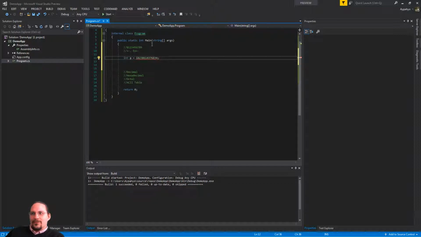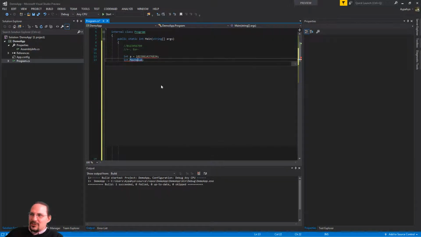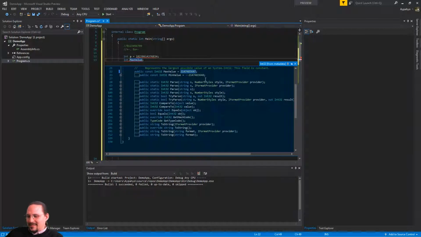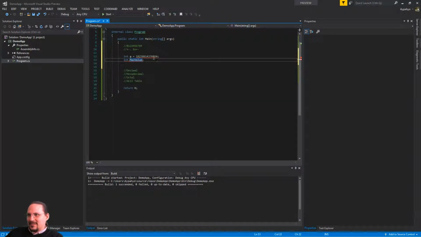Is it too big for an integer? Okay, yes, in programming, things fit into boxes or they don't. Integer max value. Oh, it's 2, 1... I actually want to copy that. So let's right click and navigate, peek definition should be okay. Let's copy that out of here. So we can't have a number bigger than that inside the integer data type.